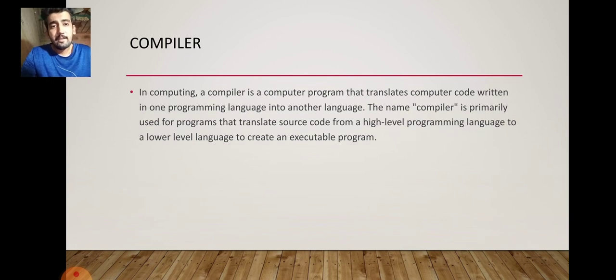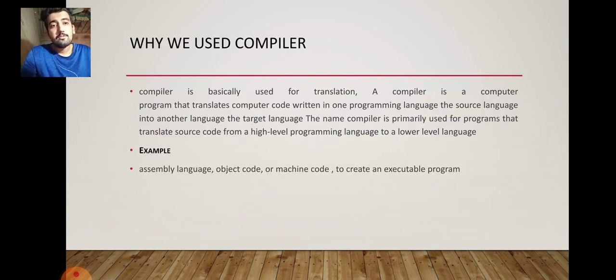First of all, I discuss the compiler. What is a compiler and why? In computing, a compiler is a computer program that translates computer code written in one programming language into another language. The name compiler is primarily used for programs that translate source code from a higher-level programming language to a lower-level language that creates an assembly program.